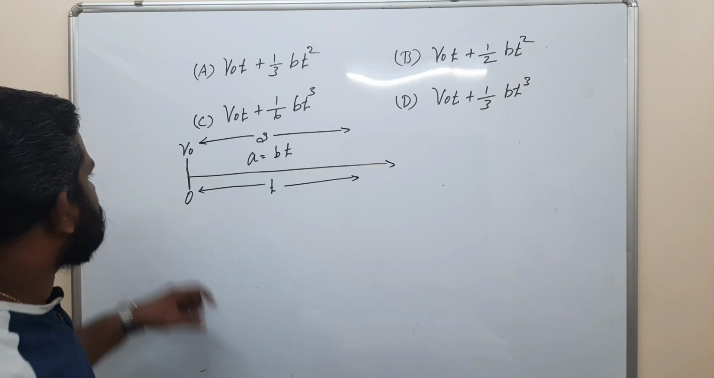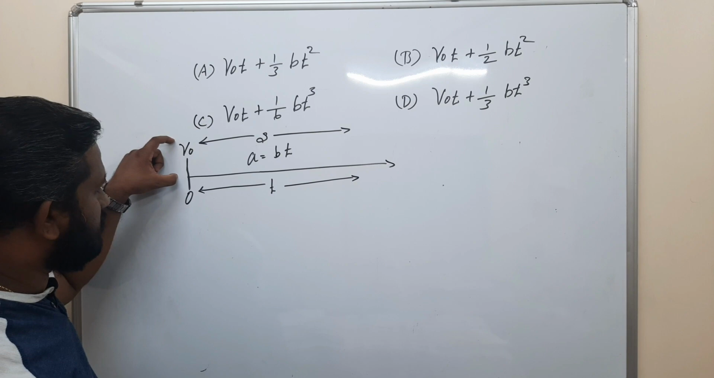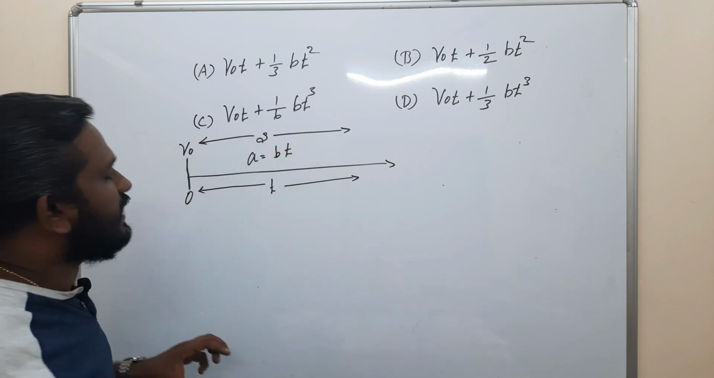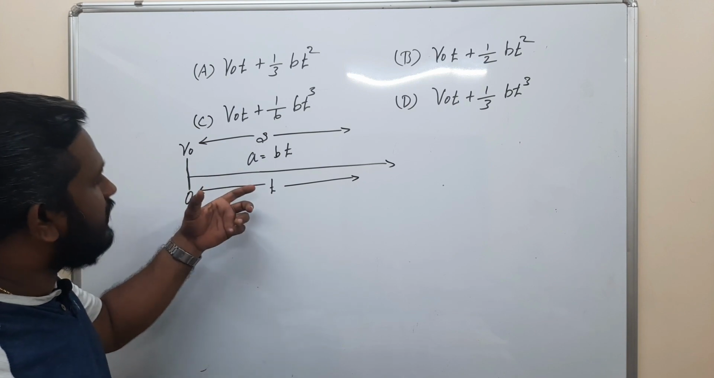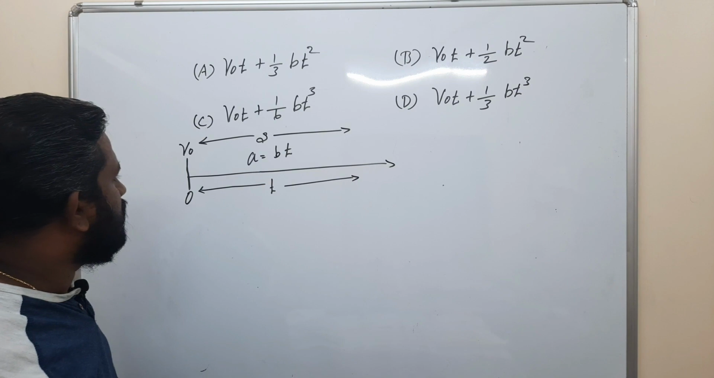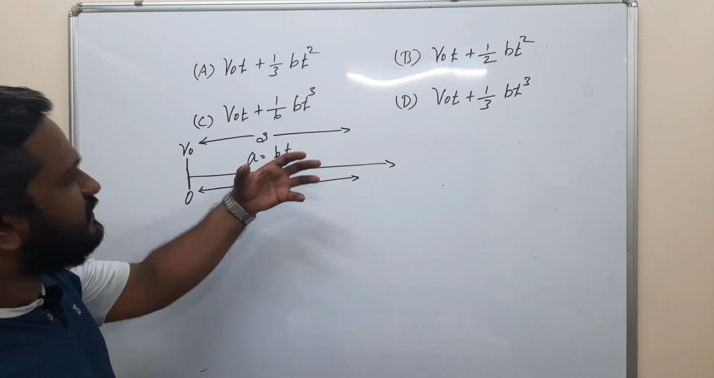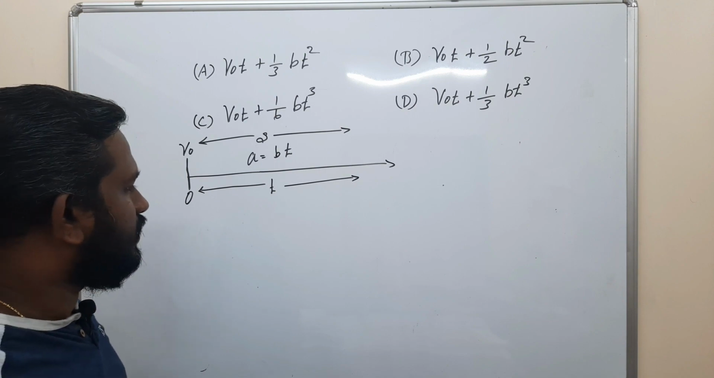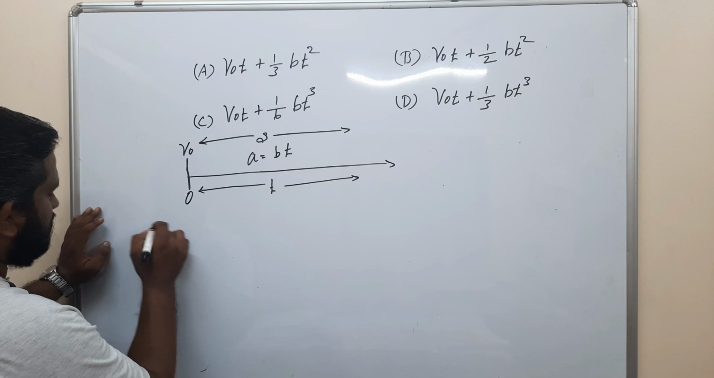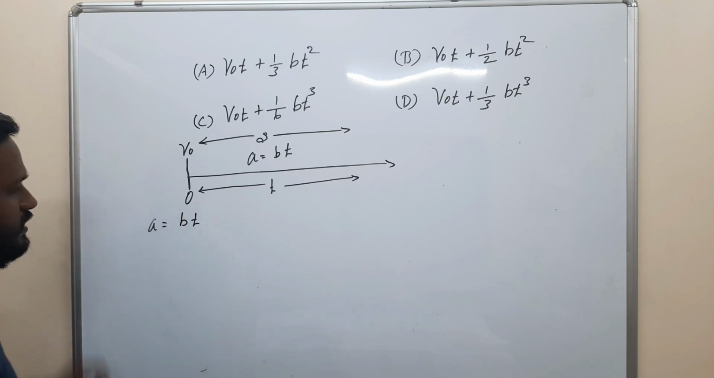So understand the question. A particle starts from the origin with the initial velocity v0 and it is accelerated linearly with time, given by the equation a is equal to bt. After time t, let s be the distance travelled by the object, and we have to find this distance. What is given is the acceleration, a is equal to bt. So from this point we are starting.